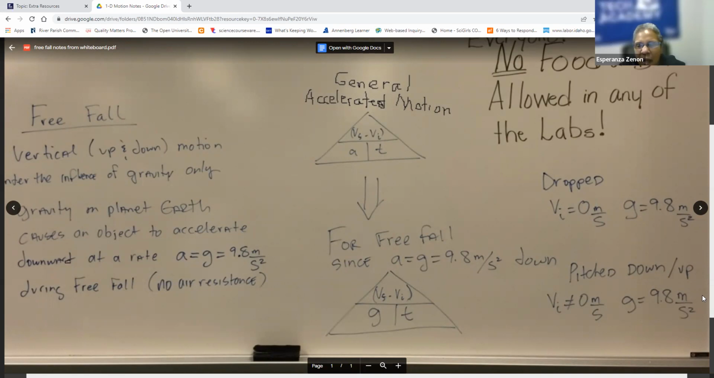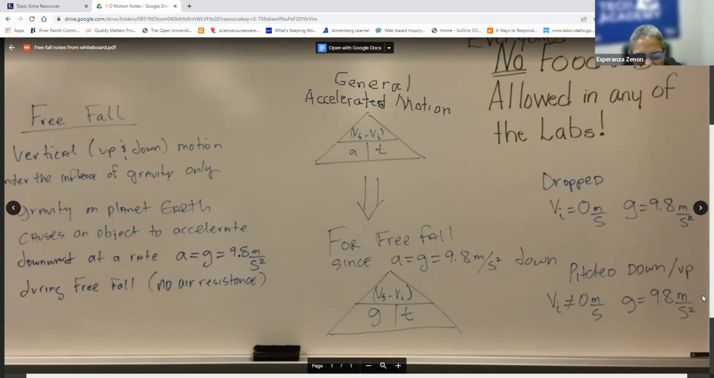Okay? I can't stress that enough, because students automatically think if I pitch it down or throw it up, there's force involved, so it can't be free falling. Absolutely not. This is not about force. This is about acceleration, and that acceleration is constant. If I drop it, pitch it up or pitch it down, it's free falling. The acceleration is constant, 9.8 meters per second squared down.